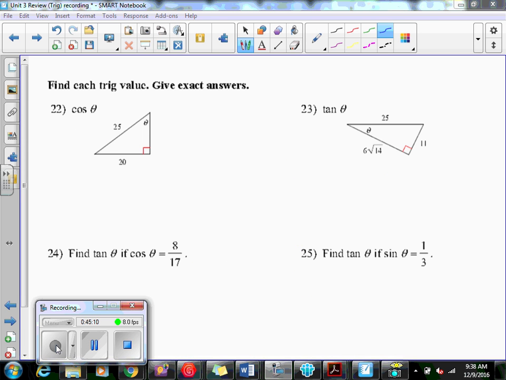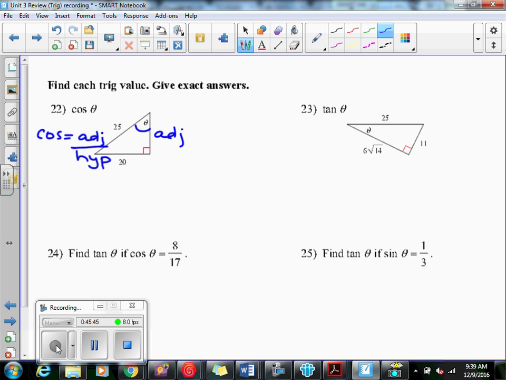Okay, so we're going to start with number 22. The directions ask us to find each trig value and give your answers in exact form. Exact form means that you're giving the answers with radicals in their simplest form. Don't make them into decimals. So for this one, they want us to find the cosine of angle theta. Well, if you remember, the formula for cosine is equal to adjacent divided by the length of your hypotenuse. But in this particular problem, this is the angle theta that they're asking us about. This would be the adjacent leg, and I don't know that length. This is the hypotenuse.